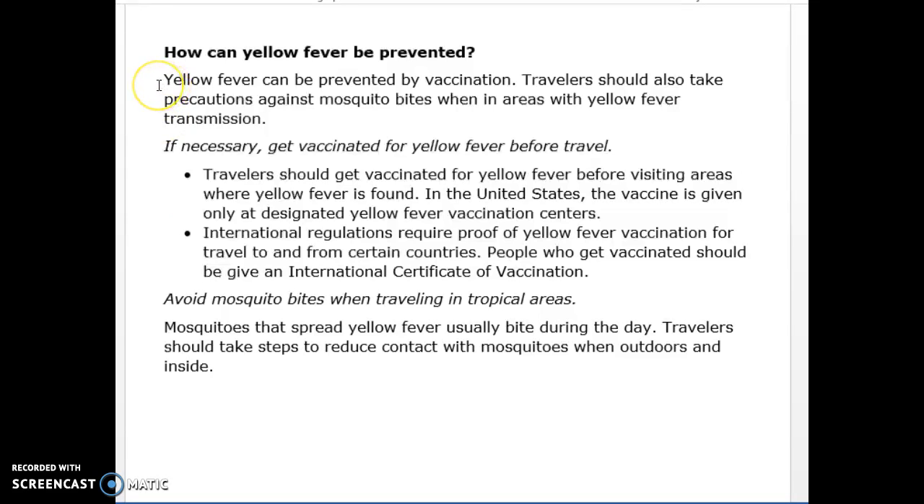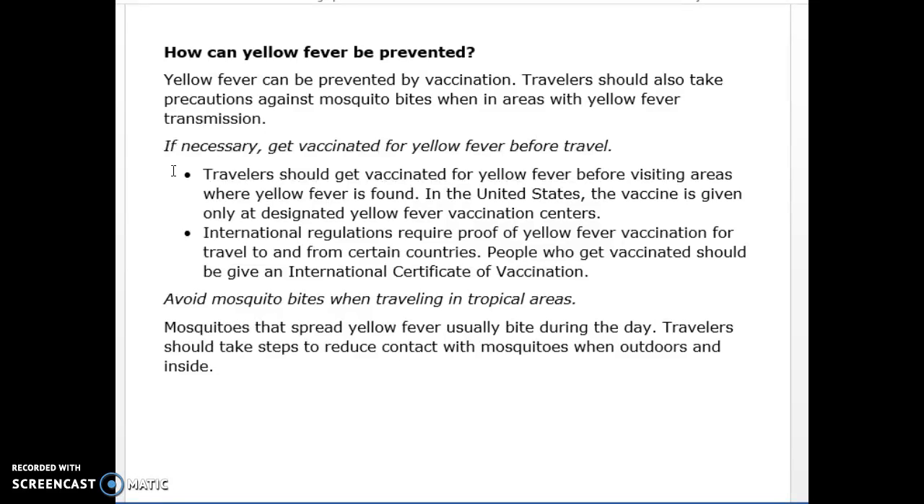How can yellow fever be prevented? Yellow fever can be prevented by vaccination. Travelers should also take precautions against mosquito bites when in areas with yellow fever transmission. If necessary, get vaccinated for yellow fever before travel. Travelers should get vaccinated for yellow fever before visiting areas where yellow fever is found.